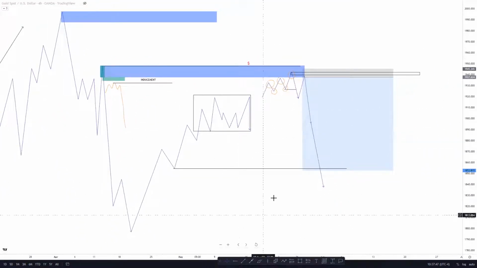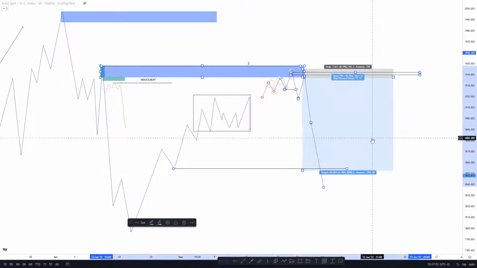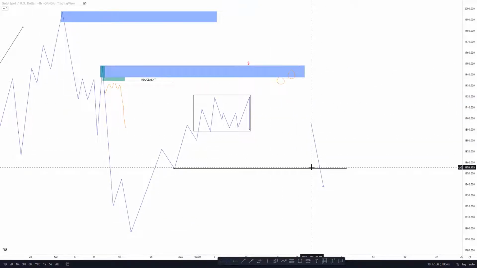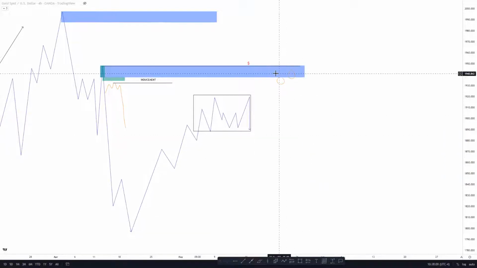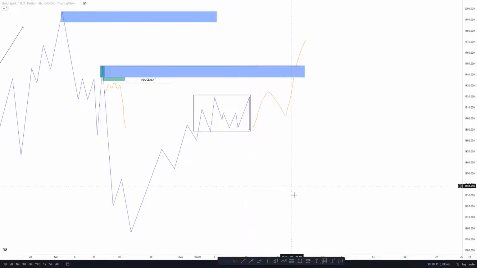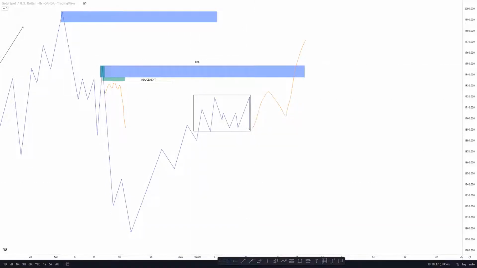And what happens if price has taken out these highs as well? This will be a break in market structure for me. So you can use this as a buy point of interest.